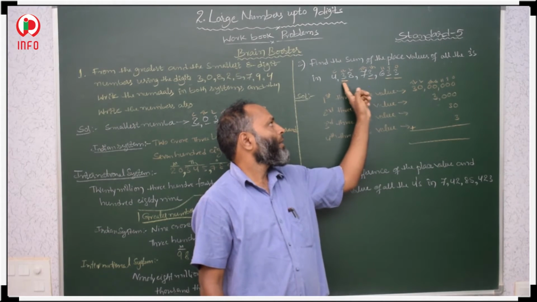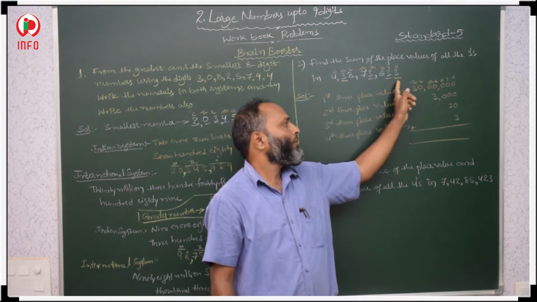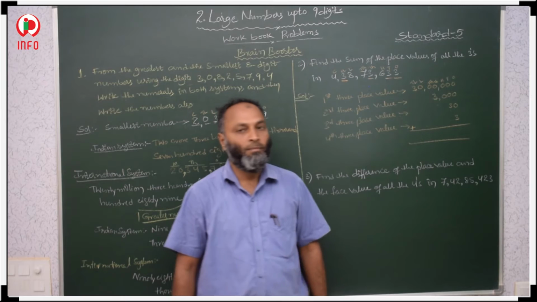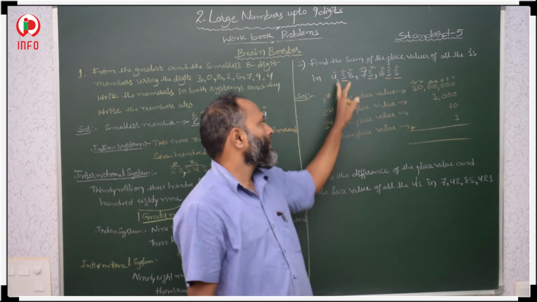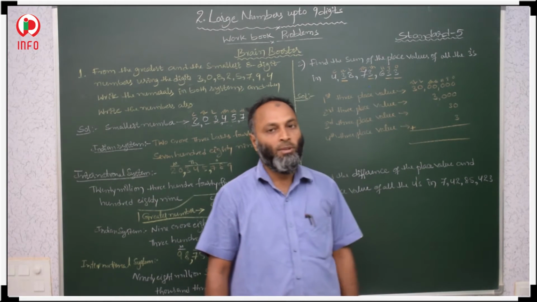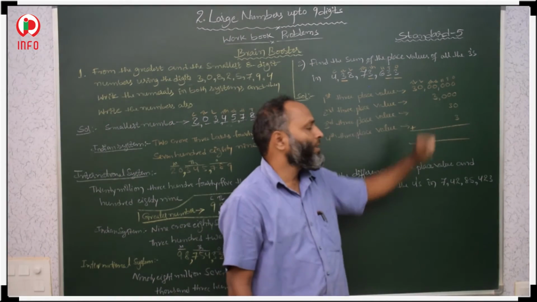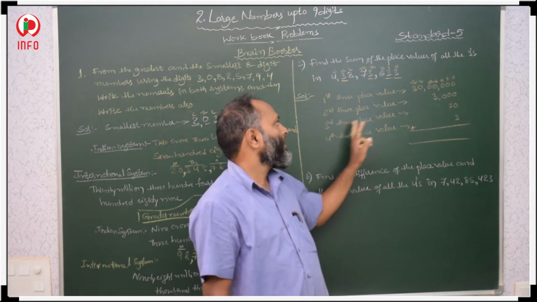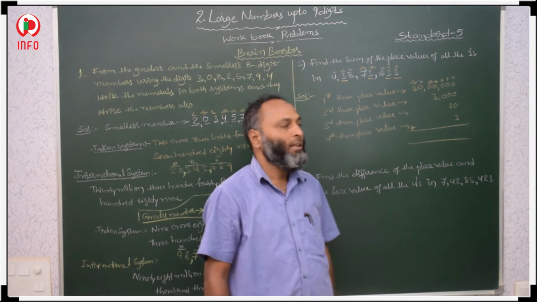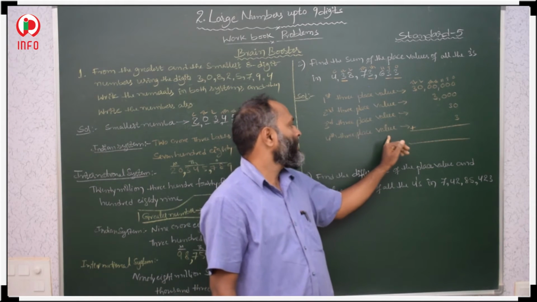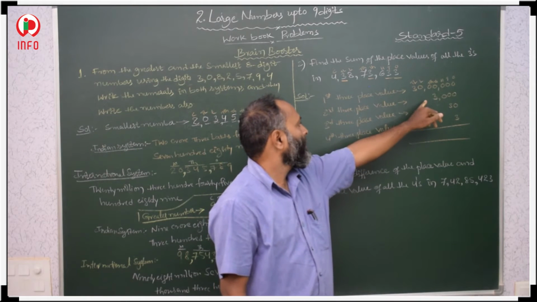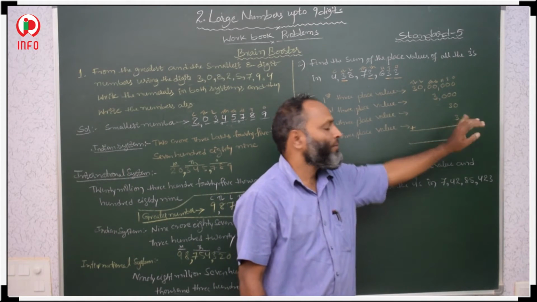Here 1, 2, 3, 4. Total 4 threes were given. First 3 is in 10 lakhs place, so that is 30 lakhs place value. Second 3 is in thousands place, that is 3000. Then third 3 is in tens place, that is 30. And fourth 3 is in ones place, that is 3.